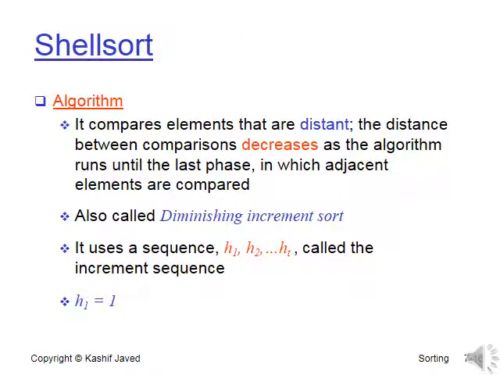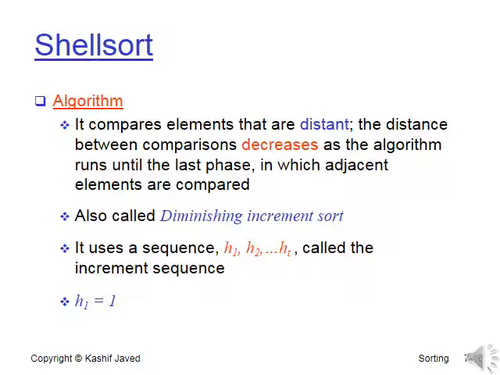The Shellsort algorithm works by comparing elements in the beginning that are distant rather than adjacent elements. The distance between comparisons decreases as the algorithm runs until the last phase. In the last phase, adjacent elements are compared. In other words, compare elements that are far apart, then compare elements that are less far apart. In this manner, we gradually shrink towards insertion sort.